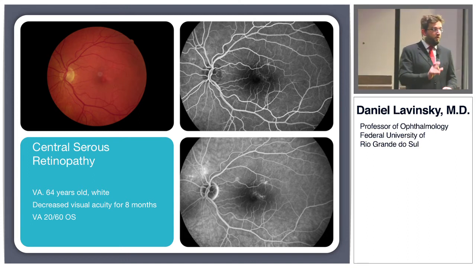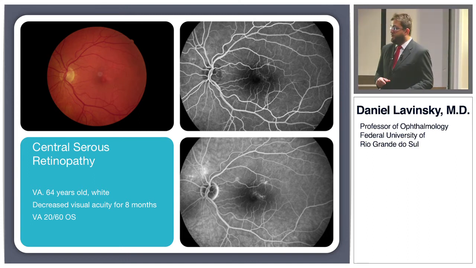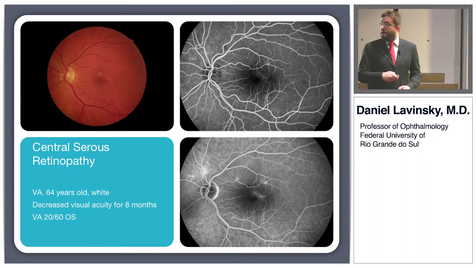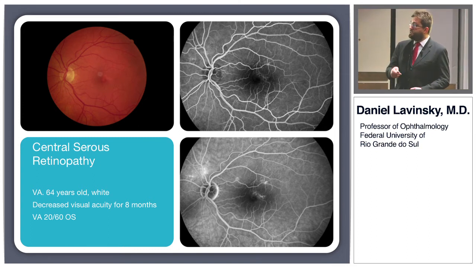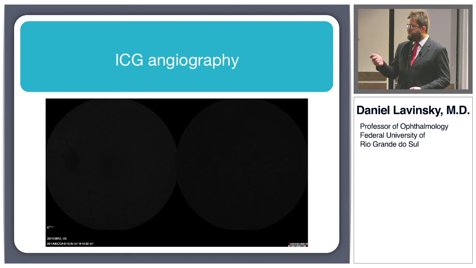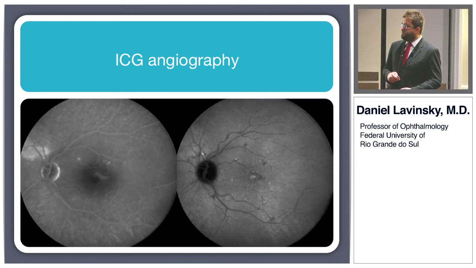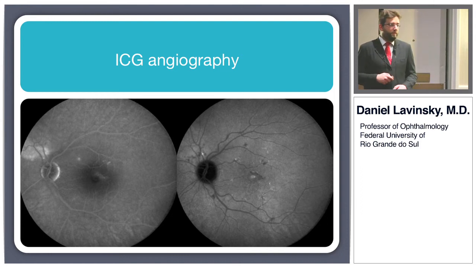So this is really chronic central serous retinopathy with 20/60. And the point of leakage: we see this is the fundus picture, and we see in the FA, this is the point of leakage. At this area, when you see in the OCT, this is actually the ICG angiography. So we see a point of leakage very close to the fovea.